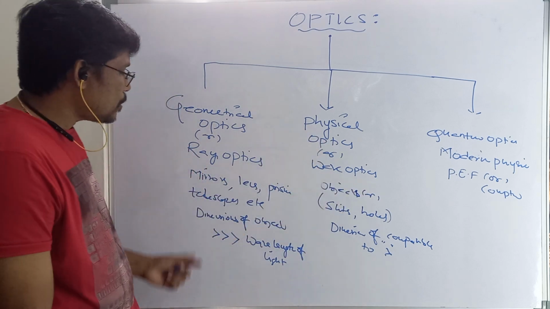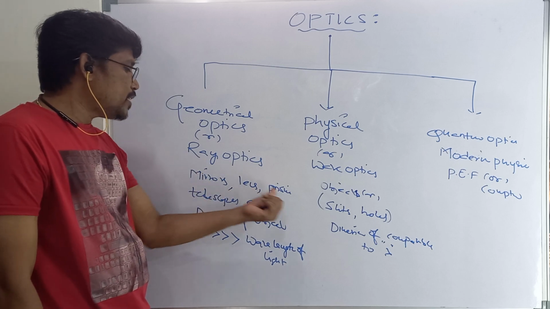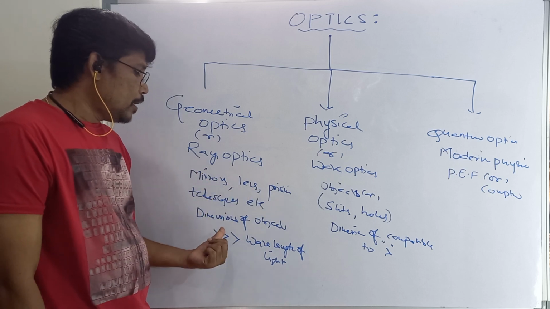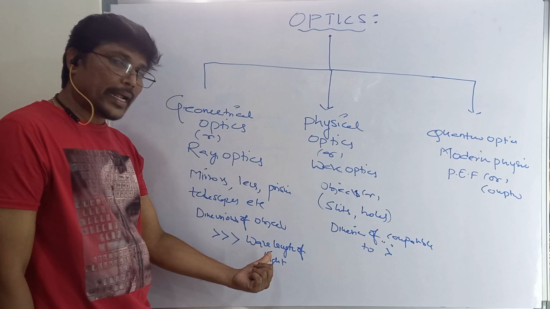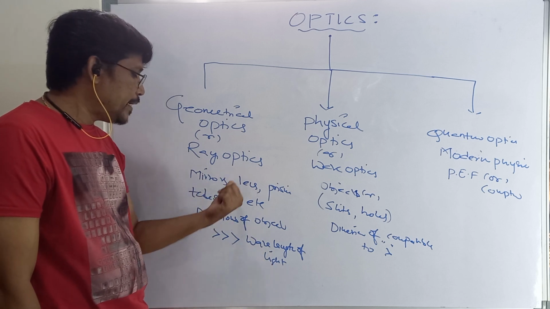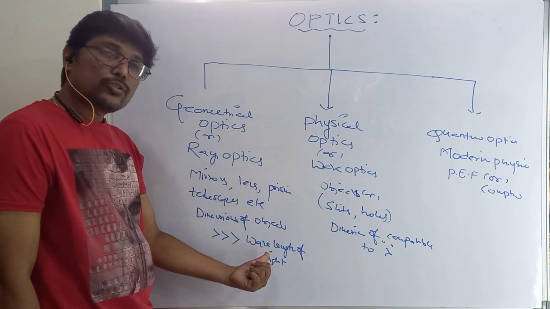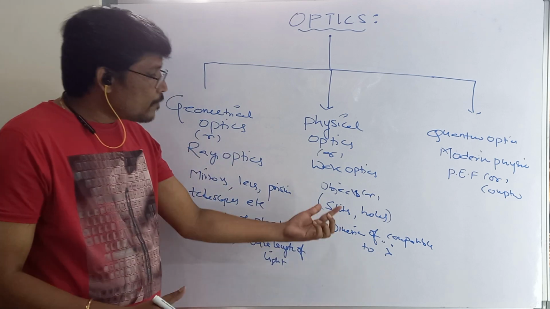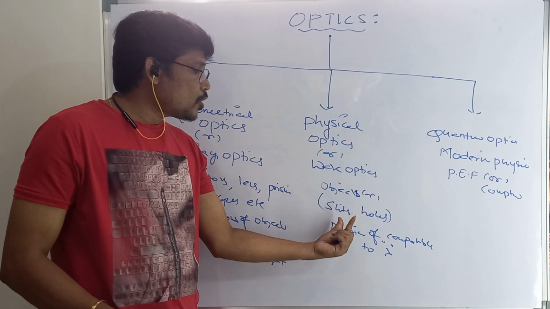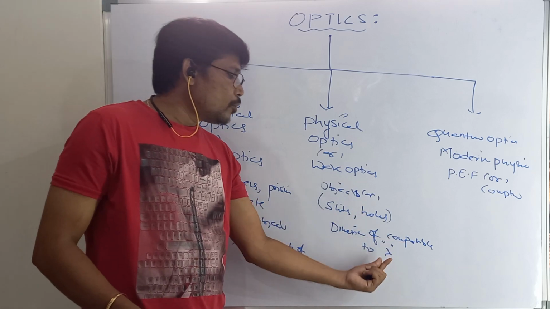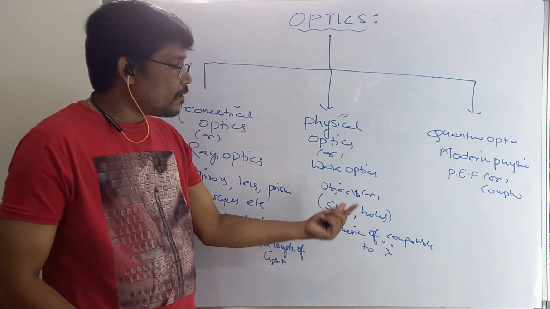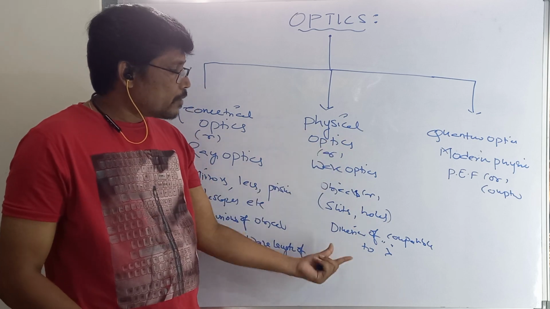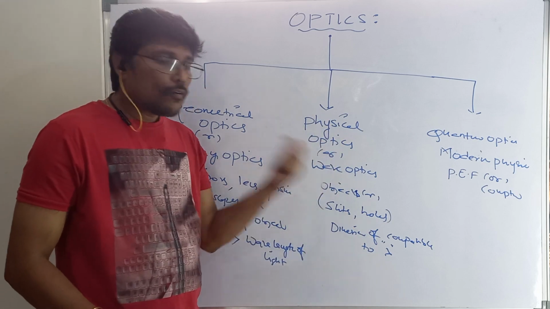So one thing here is simple. In geometrical optics the dimensions of objects like mirrors, lenses and prisms are greater than the wavelength of light. So the dimensions dominate and the wavelength is negligible. That is why we consider light as a simple ray. Here the dimensions of the objects are comparable to the wavelength, so we consider the wavelength of light. That is why this comes under physical optics or wave optics.